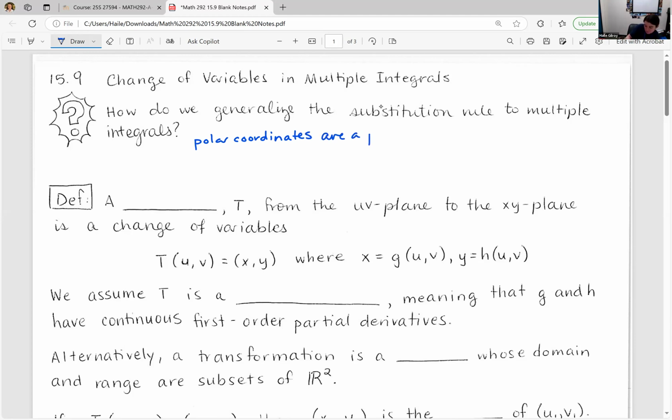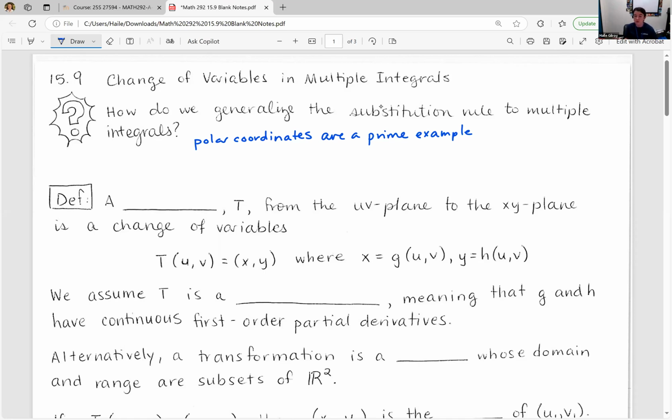But I think polar coordinates are easier to keep in your head than spherical coordinates for sure. We're going to revisit this example a little bit later, but I do want you to know that it isn't like you haven't done this before. You definitely have done this. We just didn't call it the substitution rule.